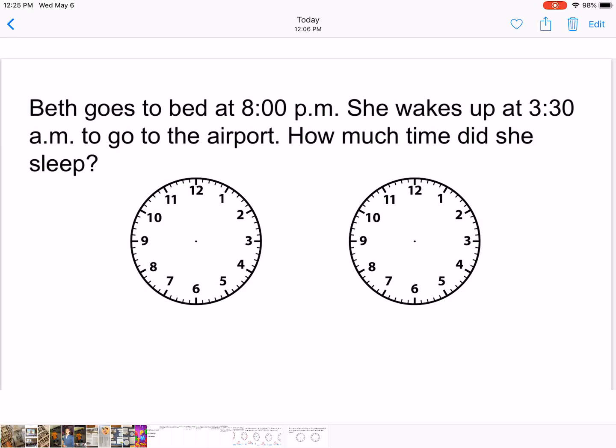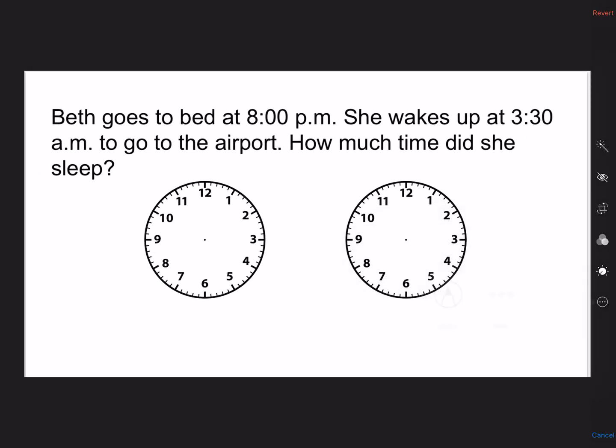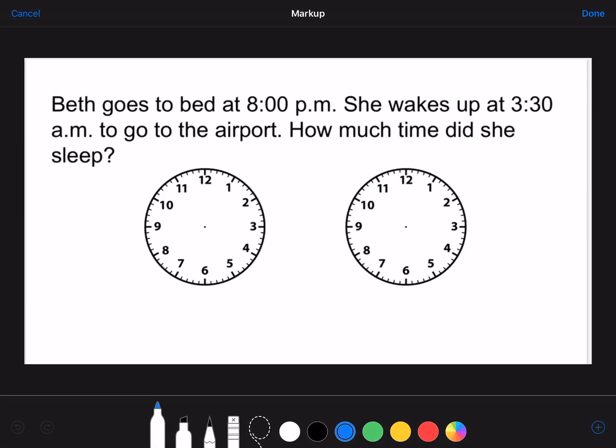Now let's take a look at this problem. In this problem, it says that Beth goes to bed at 8 o'clock p.m. She wakes up at 3:30 a.m. to go to the airport. How much time did she sleep? So we start by showing 8 o'clock on our first clock. We're at 8 o'clock p.m. and then we're trying to get to 3:30 a.m. What makes this problem different is that the hours and the minutes have changed.